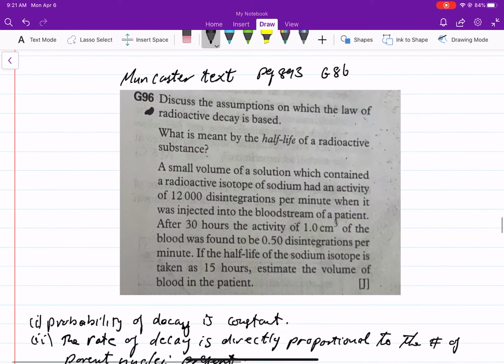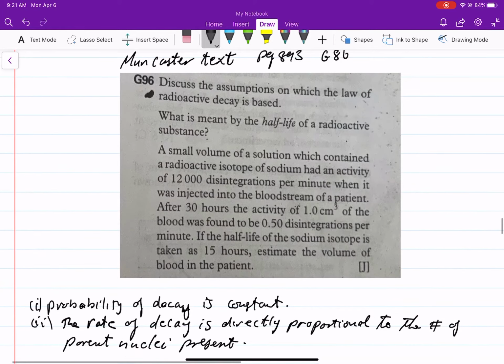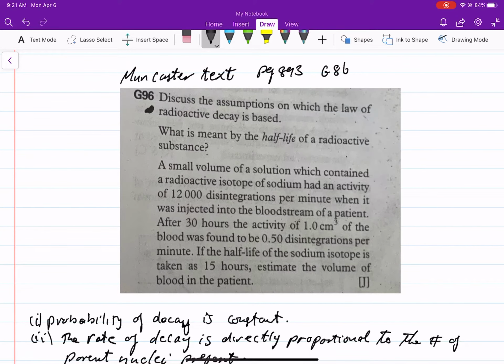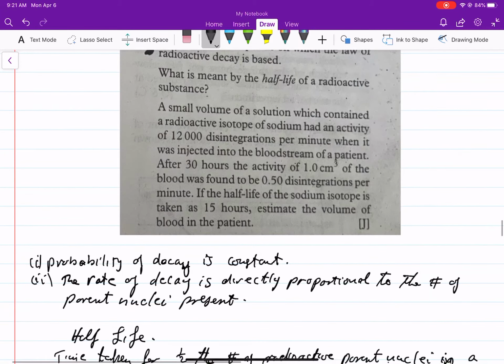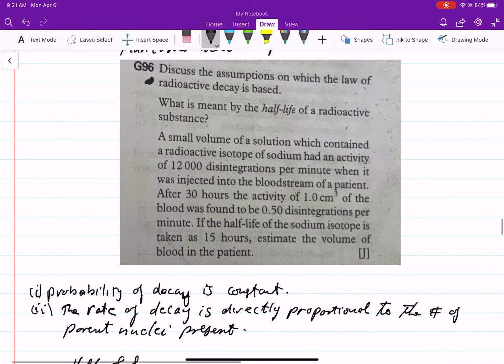So let's just discuss. This first problem came from the Moncaster text, page 893, G86. Discuss the assumptions on which the law of radioactive decay is based. My response: assumptions are probability of decay is a constant. And secondly, I should have extended that. The probability of decay of any one atom, of any atom.